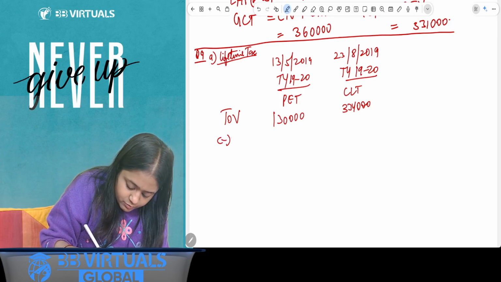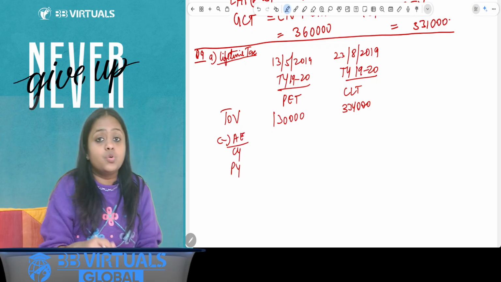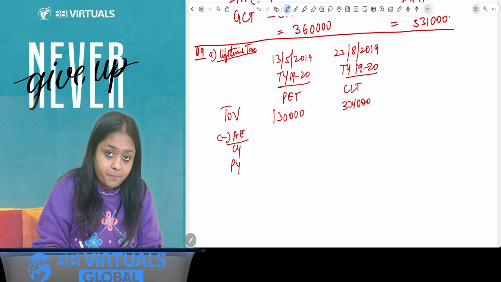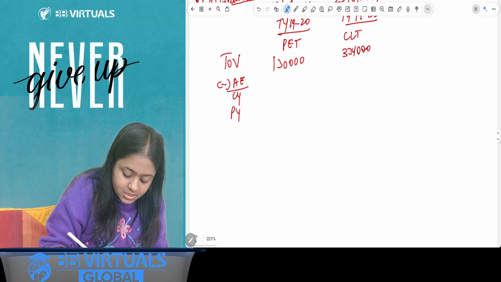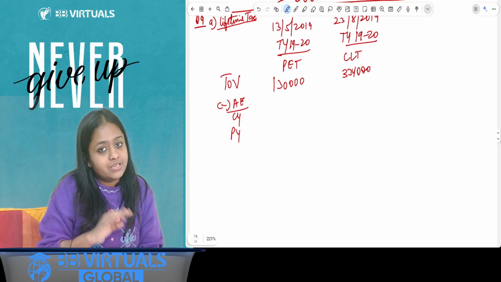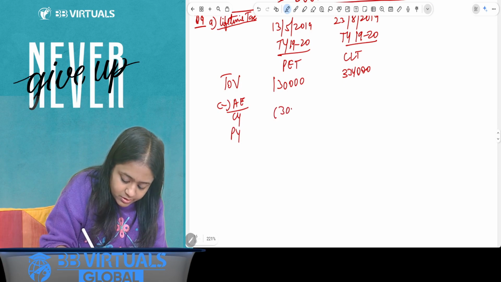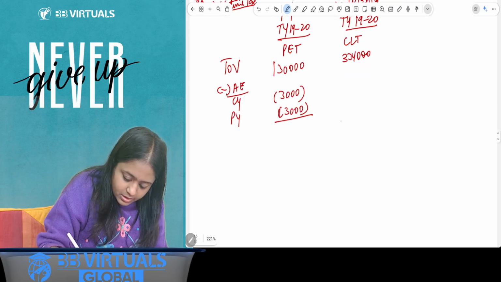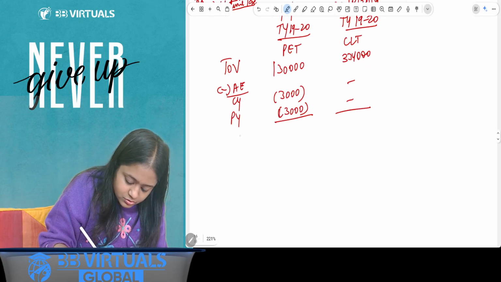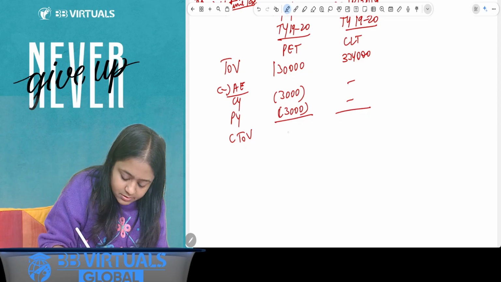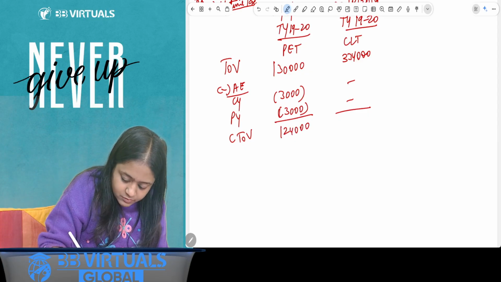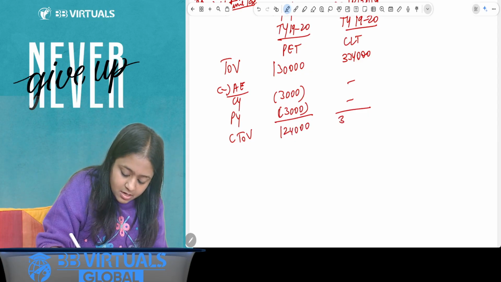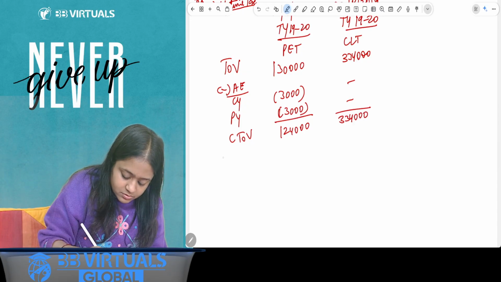Okay, now I will reduce annual exemption. Same steps. Current year, previous year, we do it on a FIFO basis. First, you have a PET transfer, so first I'll reduce from it. There is no other transfer, so previous year is also available. Here I will reduce 3,000. Here I will reduce 3,000. Okay, and here nothing will be reduced. So you get chargeable transfer of value. Here it will be 130 minus 6, 1,24,000. The same will be GCT. And here it is 3,34,000.